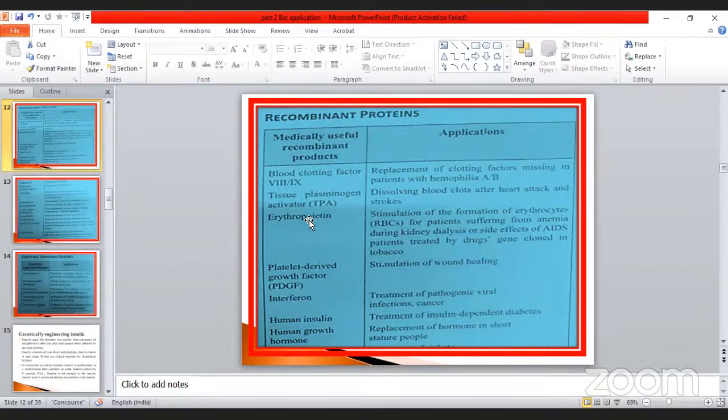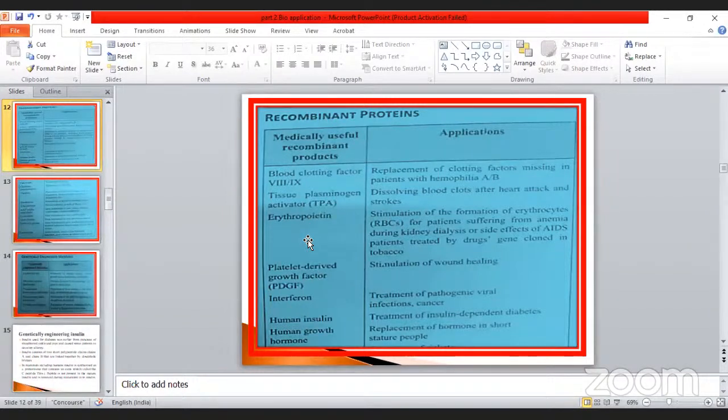Next one is tissue plasminogen activator, simply called TPA. Tissue plasminogen activator dissolves blood clots after heart attack and strokes. Sometimes some persons suffering from a heart attack have a clot inside the bloodstream. That clot is completely removed, so dissolving of blood clots. With the help of one of the recombinant products called TPA, tissue plasminogen activator, don't forget, my dear.